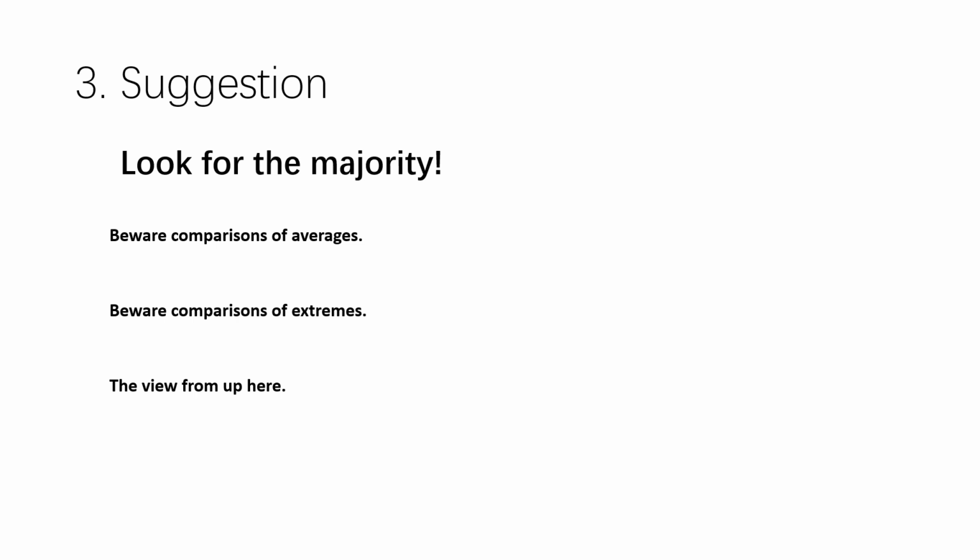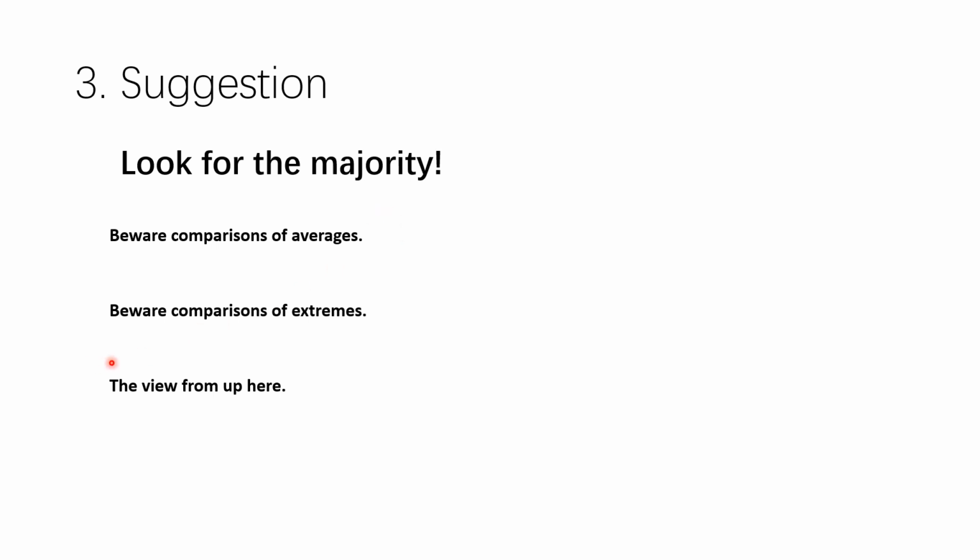So the author gives some suggestions on how to control the Gap Instinct. The most important thing is to look for the majority. So beware comparisons of averages. If you check the spreads, you will probably find they overlap. There's no huge gap between the richest and the poorest.